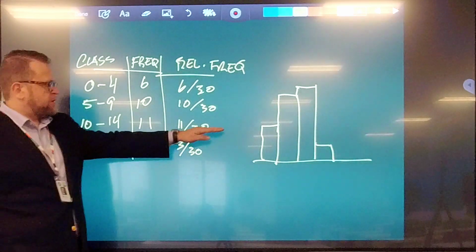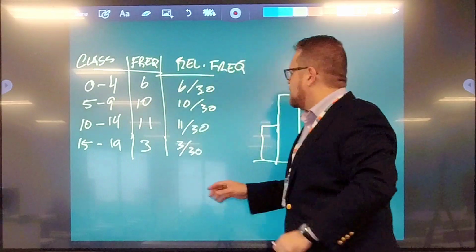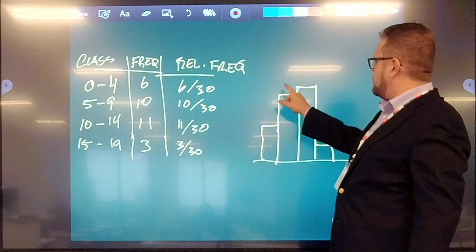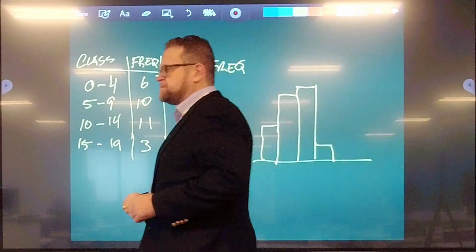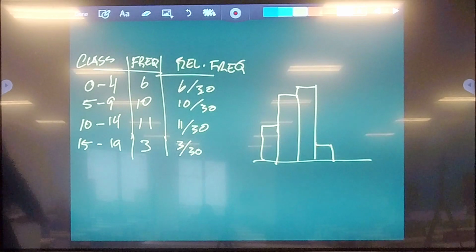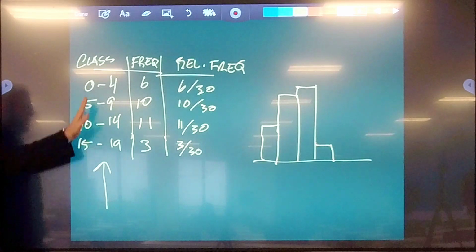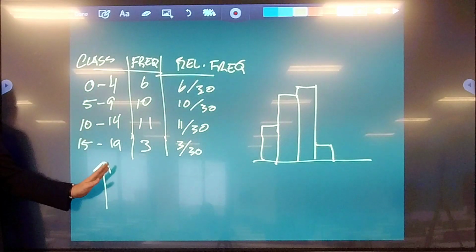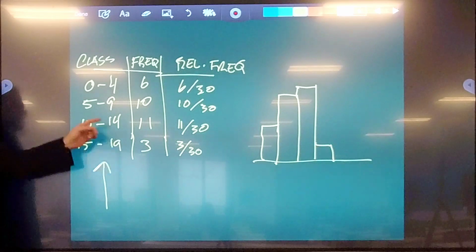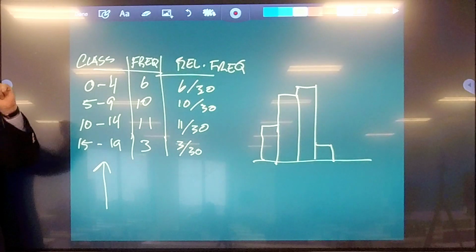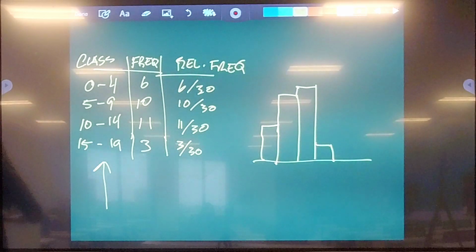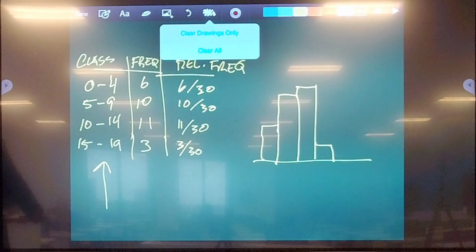I could say that this one has a height of 6, and then 10, and 11. But instead, I want to say this one has a height of 6 over 30, 10 over 30, 11 over 30, and 3 over 30. So what is my class width here? 5. The class width is 5, because it's the difference in consecutive lower class limits. I just want to map that over to be a width of 1. I still want the classes to be the same as they are.